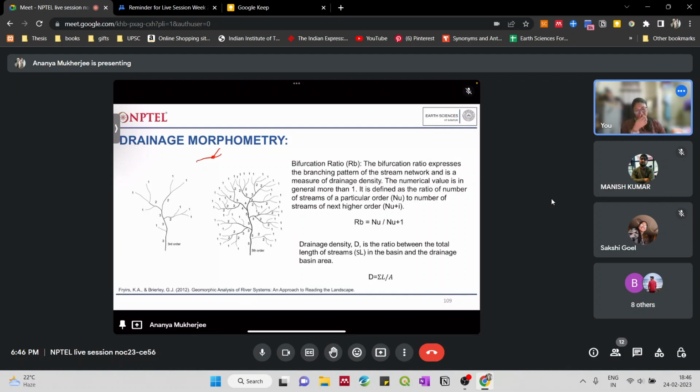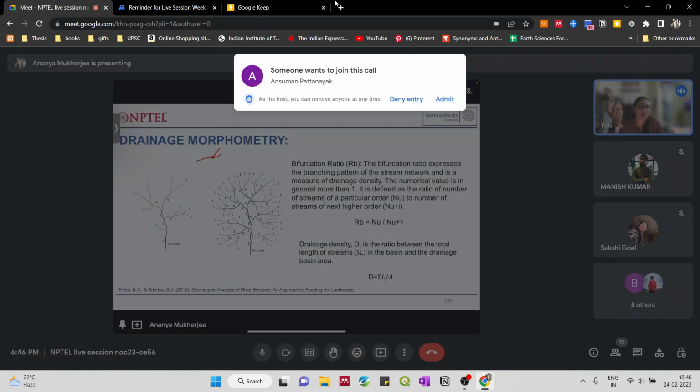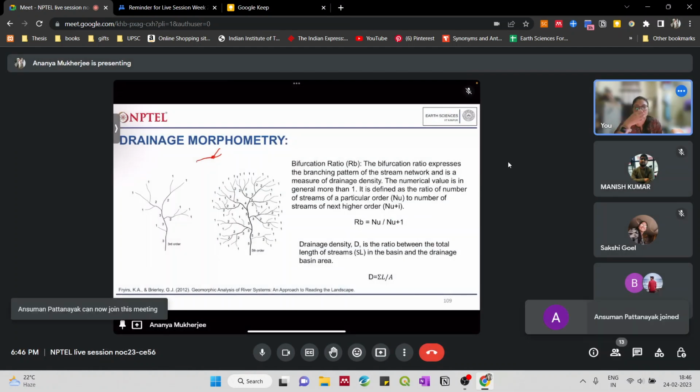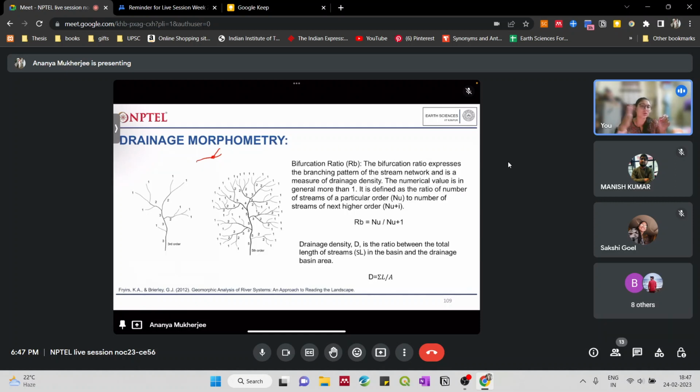Okay, so two first order streams join and make up a second order stream. Then after a point, two second order streams will join and form a third order stream. This is how the order of the streams is given. If higher order streams are present, that means it is a more evolved drainage basin. You will understand this when I explain.